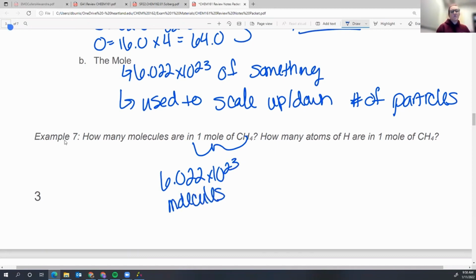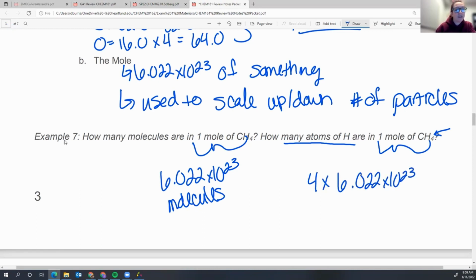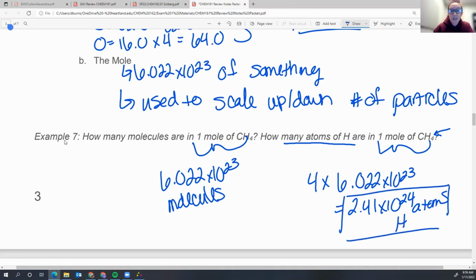Now, the important thing to remember is to read questions carefully. The second part says, how many atoms of hydrogen are in 1 mole of this? Well, each particle has 4 hydrogens. So technically, I would have 4 times 6.022 times 10 to the 23rd, if I'm looking at just the hydrogens. So there are 2.41 times 10 to the 24th atoms of hydrogen in 1 mole of CH4. Okay, read your questions carefully.